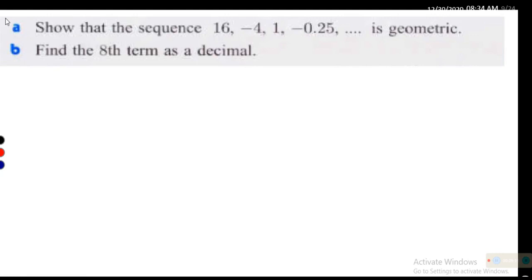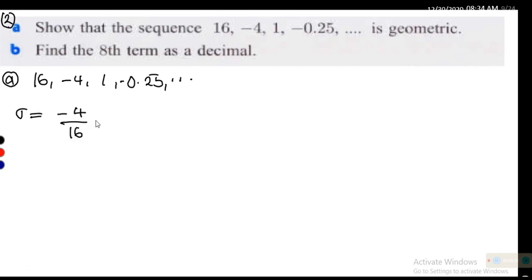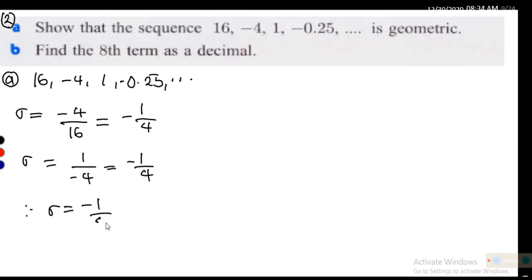Question 2. Show that the sequence is geometric. A. We have 16, minus 4, 1, minus 0.25, and then it is infinite. To find the common ratio, we divide the second by the first, which is minus 1/4. Try for the third and the second, still minus 1/4. So therefore R equals minus 1/4, and the first term is 16.